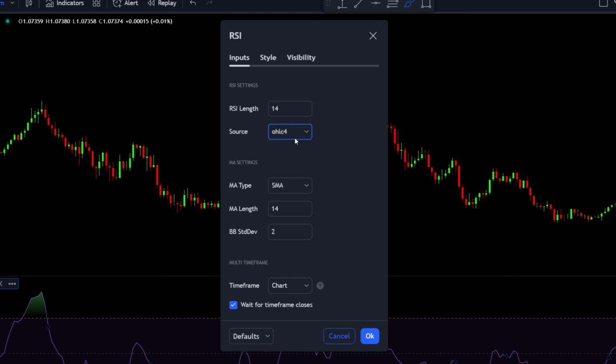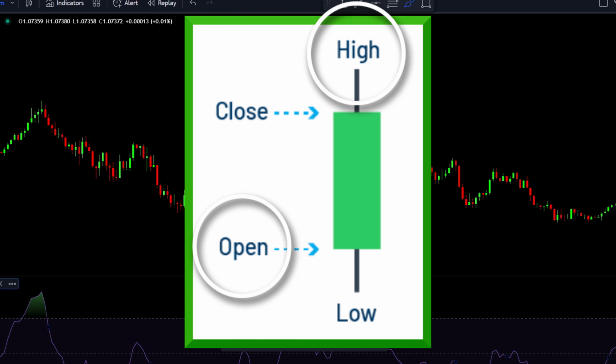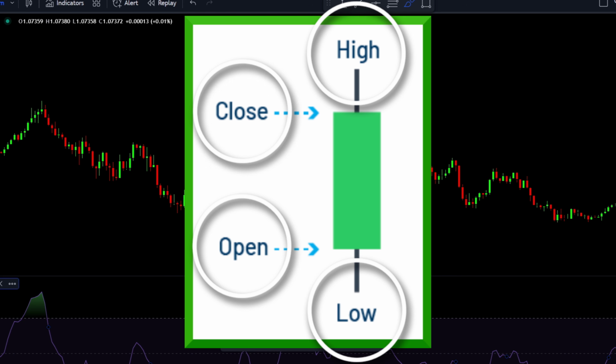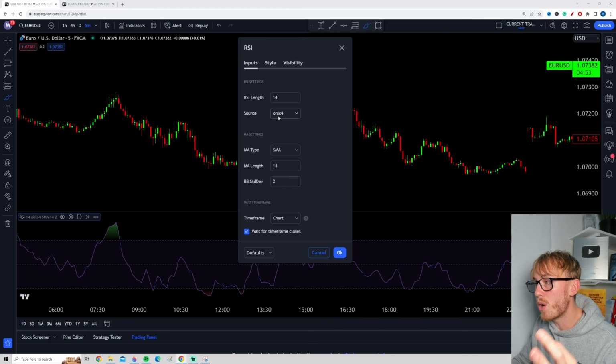Well, ohlc4 basically stands for open, high, low, close, and this will make the RSI indicator base its calculations on the opening price, the highest price, the lowest price, and the close of the candle. So this will basically make the RSI indicator much smoother here, and it can provide clearer signals, which can be especially useful if you are a beginner trader. So let's choose the ohlc4 and press OK.